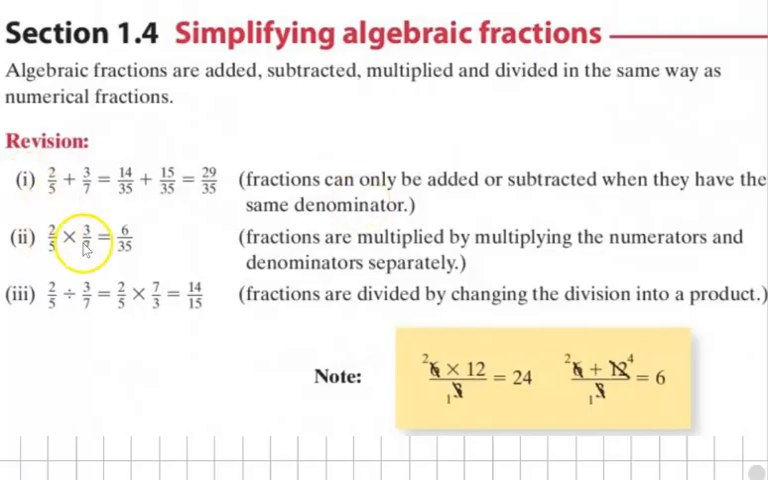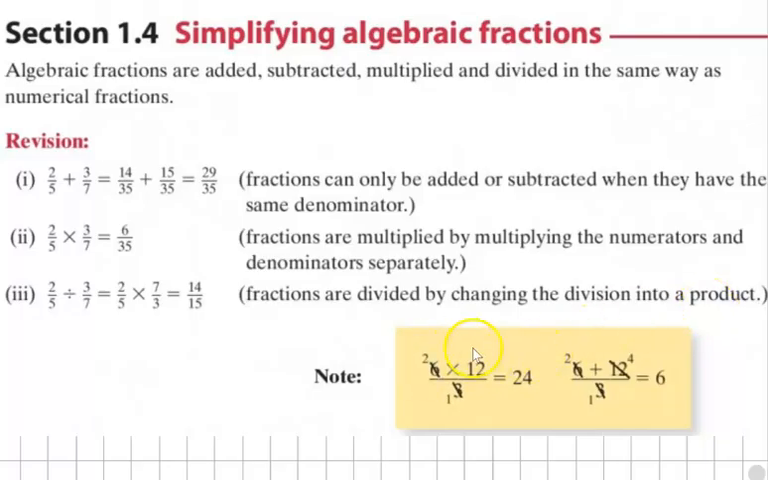In the second example, we're multiplying fractions. And what we do is top by top, bottom by bottom. So fractions are multiplied by multiplying the numerators and denominators separately. When we're dividing fractions, we turn the second fraction upside down and then we change divide to multiply. And then we do top by top, bottom by bottom. So fractions are divided by changing the division into a product.